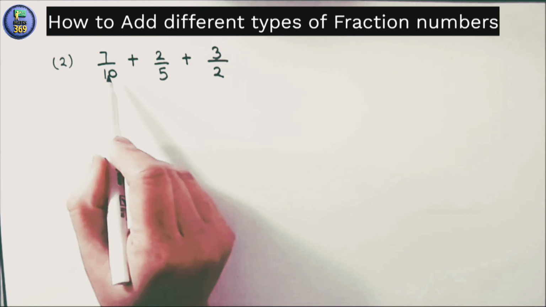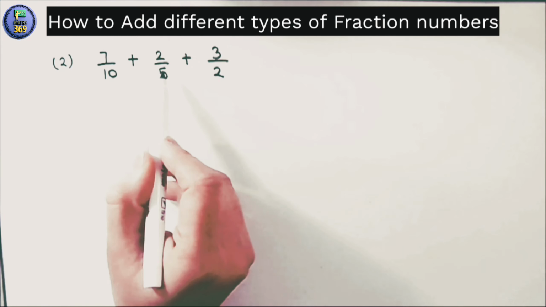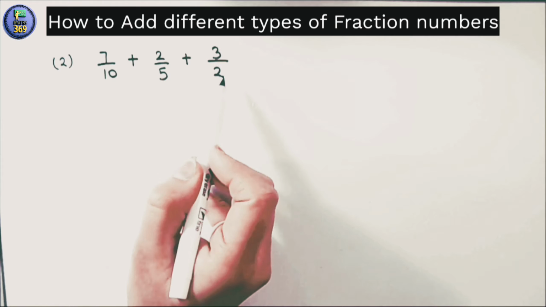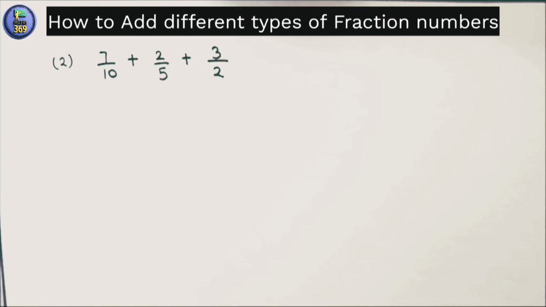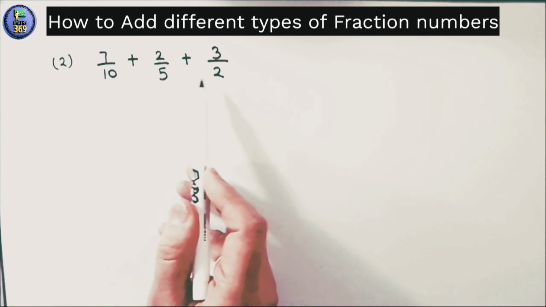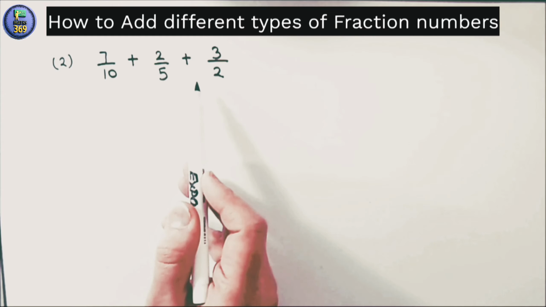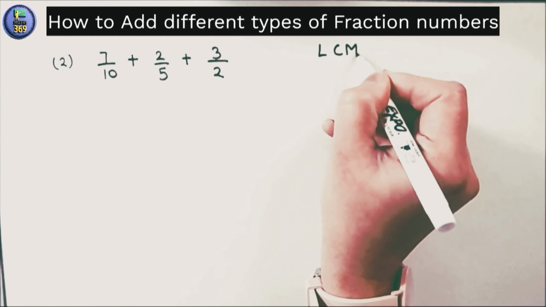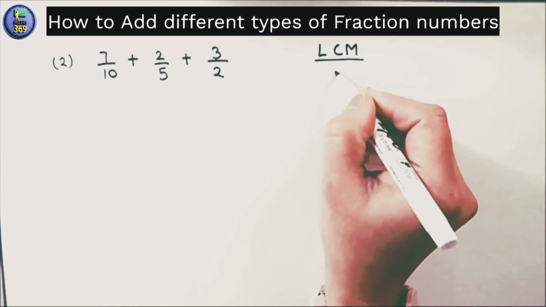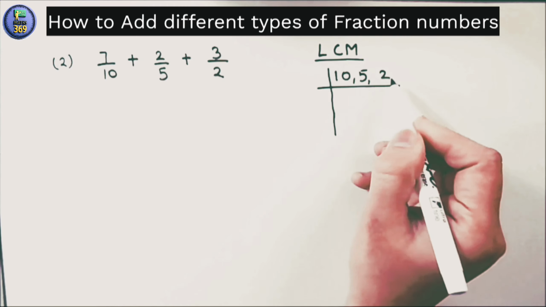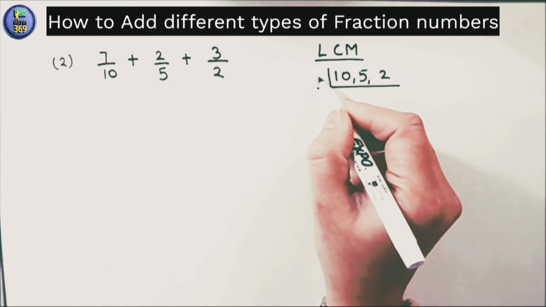Let's suppose that we have a fraction as 7 by 10 plus 2 by 5 plus 3 by 2. And we need to add these fractions. The first step in this type of fraction addition is to find the LCM of the denominators. So let's find the LCM of the denominator. LCM is the least common multiple. We divide these three denominators by the prime numbers.